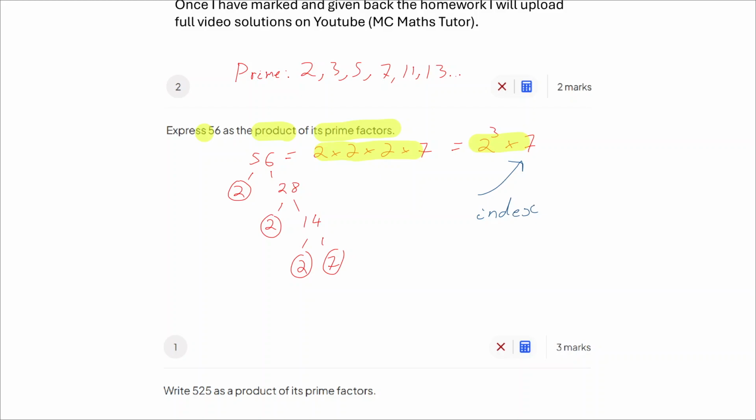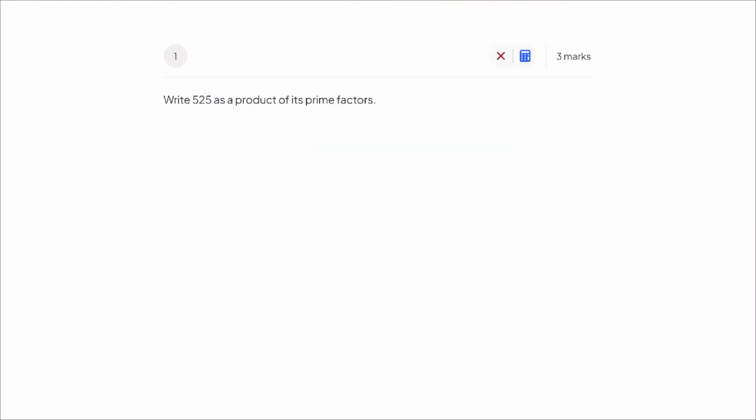Okay, good. Next question. Same sort of thing again. Again, you want to write your number 525 as a product of its prime factors. Again, your prime numbers, make a note of them, are 2, 3, 5, 7, 11. That should be enough for this. Now your number here, 525, you've got to divide by at least one prime number, and because 525 is odd, you can't divide by 2 here, but you can divide it by 5.